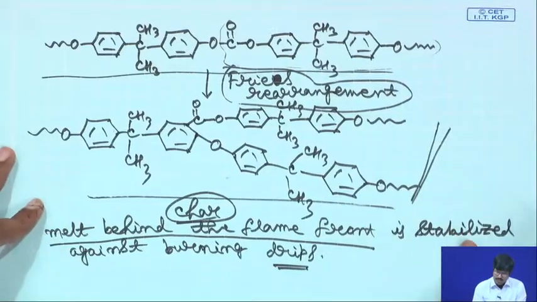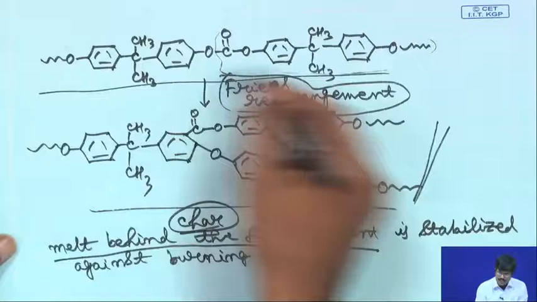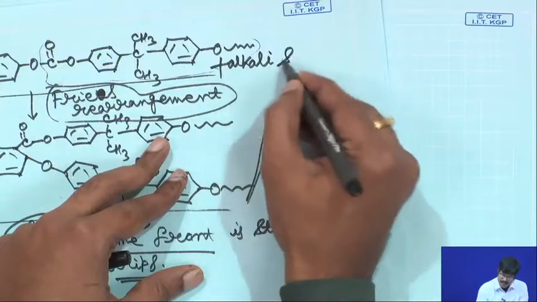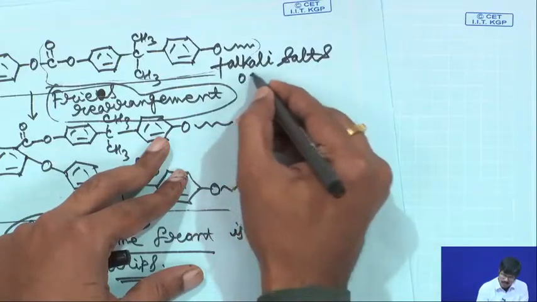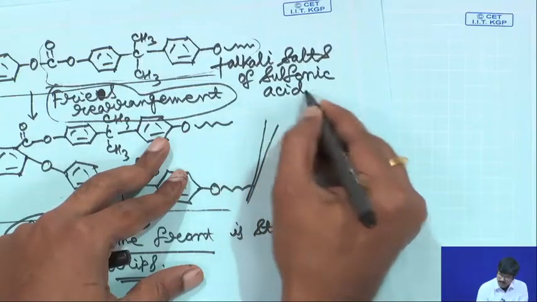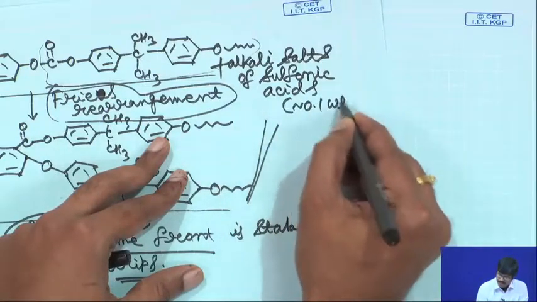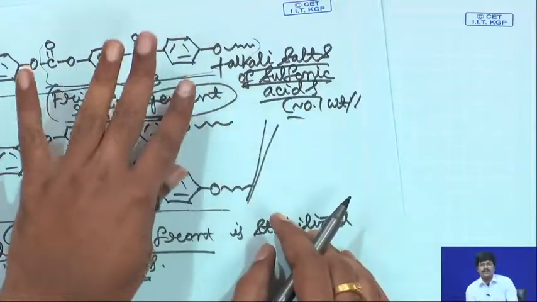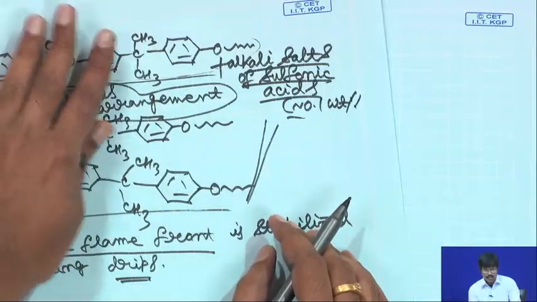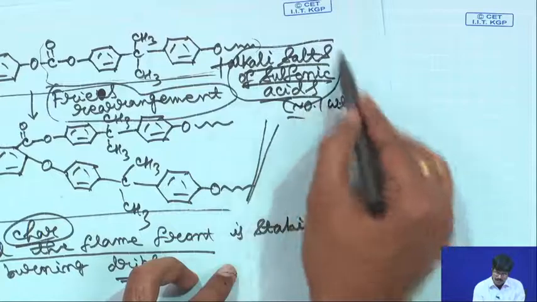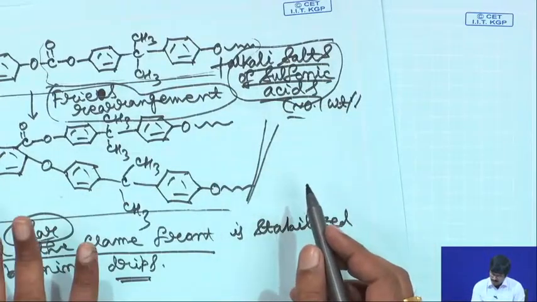So, what typically is done is that to this material you add some specific alkali salts of sulfonic acids, typically around 0.18%. This low content of additive does not affect the transparency of the polycarbonate or the mechanical property of the polycarbonate, but what it does, being an alkali salt of sulfonic acid, at this high temperature of the flame front.